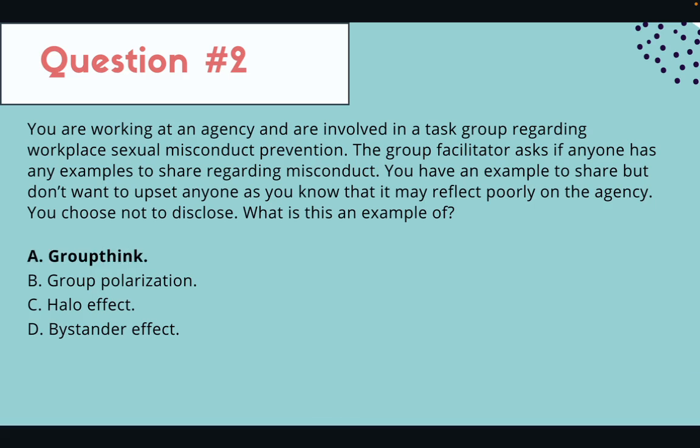And what is groupthink? Groupthink is when a person makes a decision that seems desirable to the whole of the group, even if that is not something they personally agree with. So they're going with the group in order to achieve consensus or to achieve a desired result. So here, they know that they don't want to shake things up. They know that it might reflect poorly. So they are choosing not to disclose. They're going with the thinking that is put forth in the group.